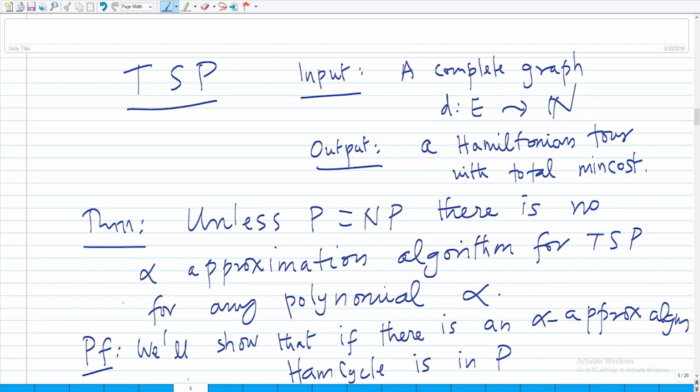So, what does that mean? That any approximation algorithm is ruled out for a TSP. Well, what do we do?